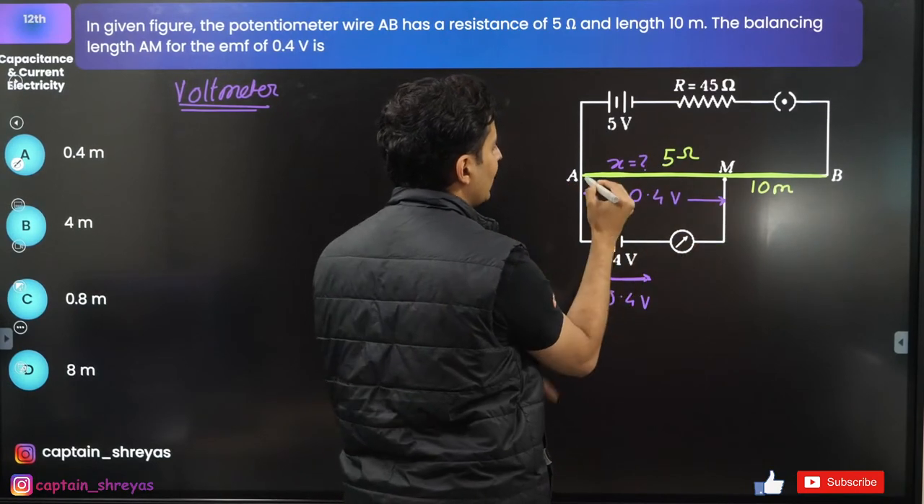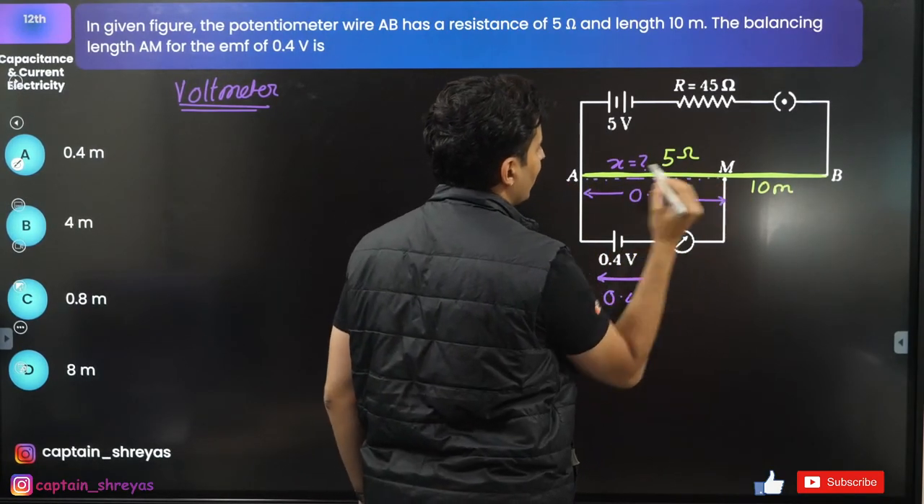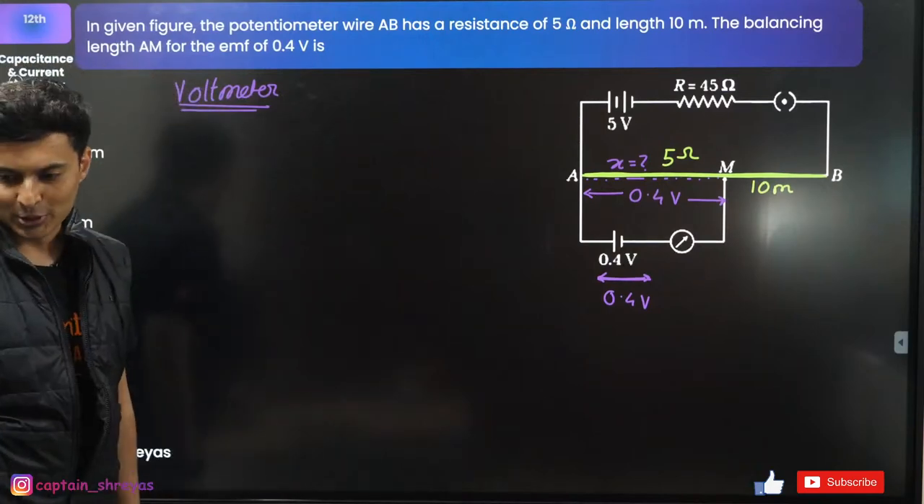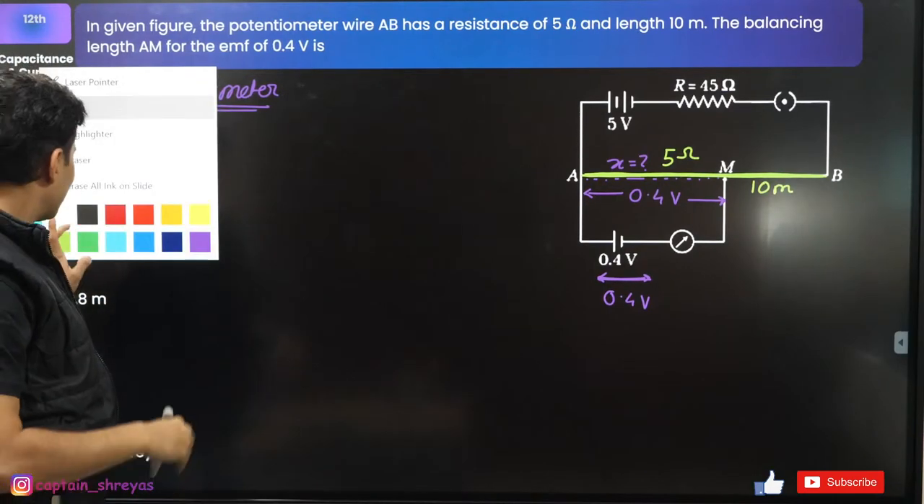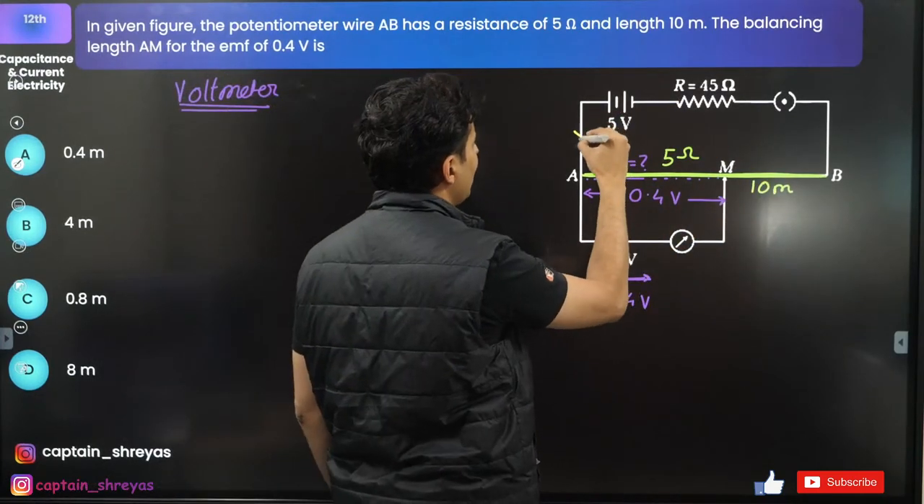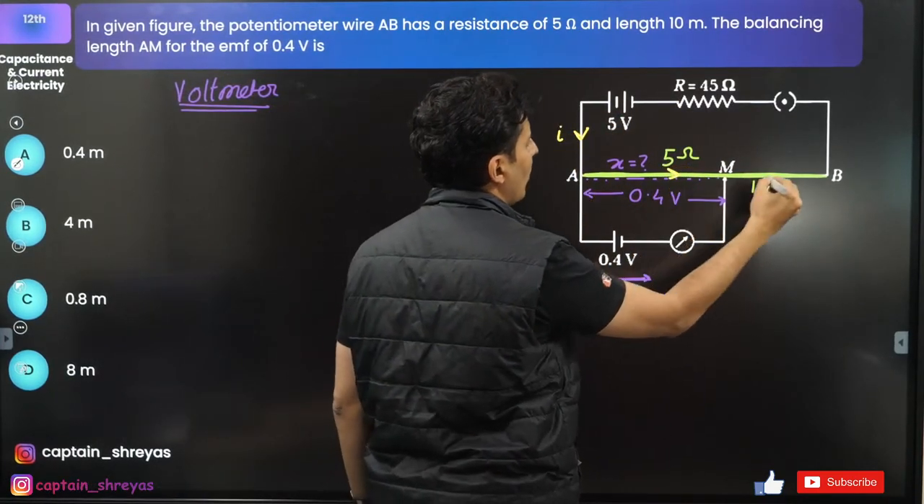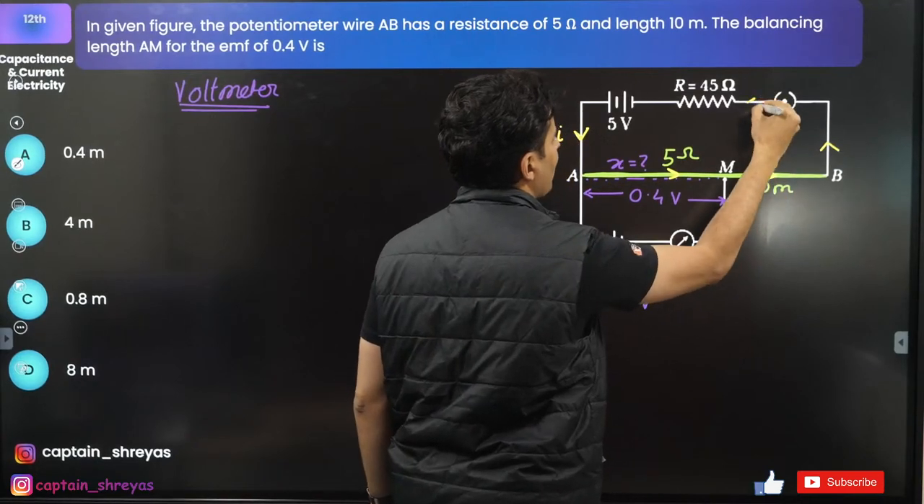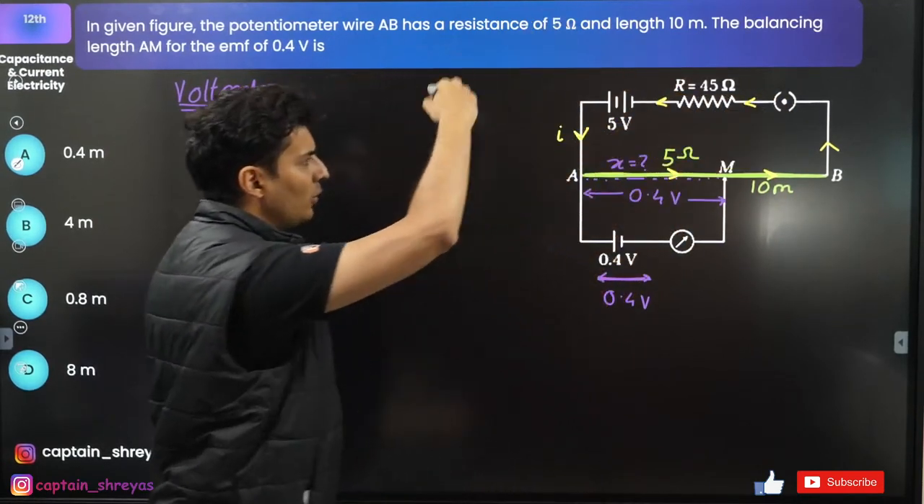The problem is, I do not know this length. How much is this length? I really do not know. I want to find that out. Same logic like before. Start with finding the current. There is a battery. The current will flow like this through all these elements this way. There will be some current flowing through it.